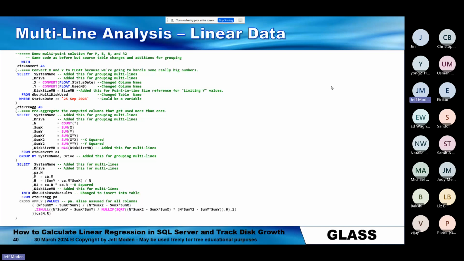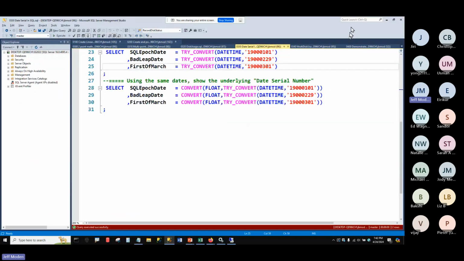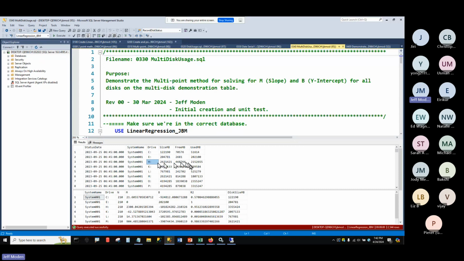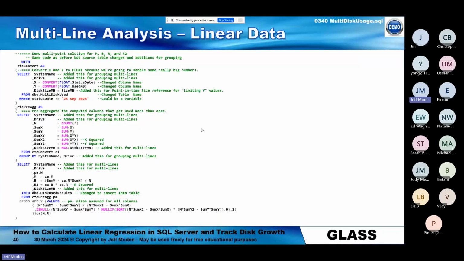Okay. All righty. So here's the code for multi-analysis. And again, we have another demo. And let's go over here to script 340. And I'm just going to run this. And you can see we have 2 outputs. And we'll explain what these outputs are and what the sections of code are. There are 2 sections of code.